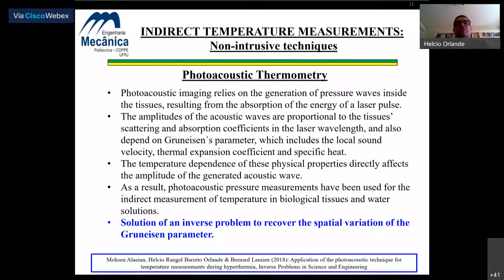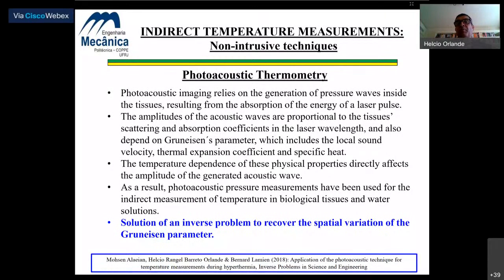Now, I'd like to show you some results obtained with another non-intrusive indirect temperature measurement by using photoacoustic thermometry. Photoacoustic imaging relies on the generation of pressure waves inside the tissues, which result from the absorption of the energy of a laser pulse. The amplitudes of the acoustic waves are proportional to the tissue's scattering and absorption coefficients in the laser wavelength. And they also depend on the Grüneisen parameter, which includes the local sound velocity, thermal expansion coefficient, and the specific heat. The temperature dependence of these physical properties directly affects the amplitude of the generated acoustic waves.